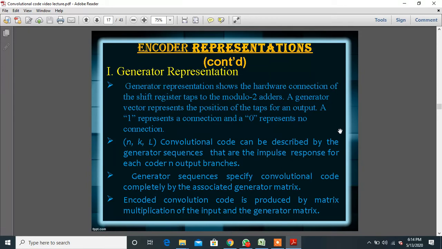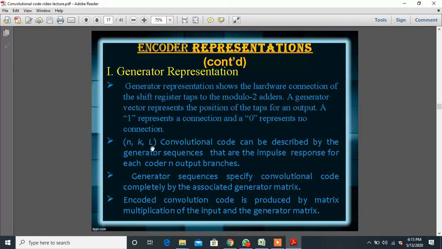Encoder representation: generator representation. Generator representation shows the hardware connection of the shift register taps to the modulo 2 adders, which we have seen in the diagram of the convolutional encoder. A generator vector represents the position of the taps for an output. A 1 represents a connection and a 0 represents no connection. When a modulo 2 adder and shift registers are connected, one connection will be shown there. It is just like your closed loop and open loop. We can relate that.